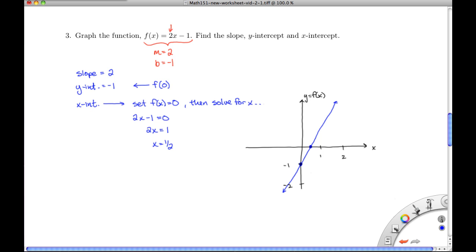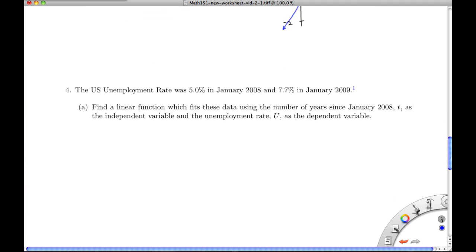So we've got the proper x-intercept, the proper y-intercept, and this function is y equals 2x minus 1. So that wasn't too bad. Now let's move on to an application problem here.